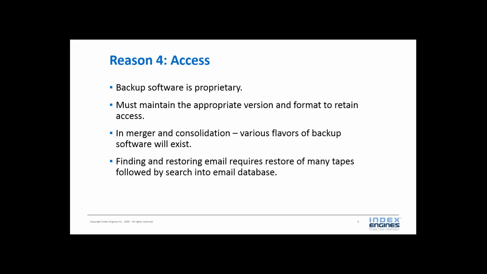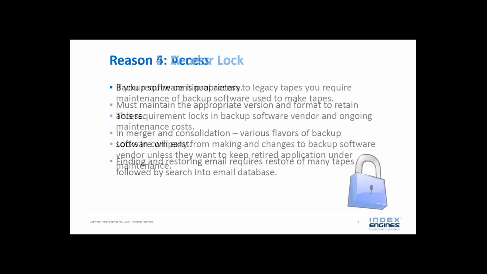So finding and restoring data on many tapes requires significant restore of data off of tape, followed by a search into the email database. So it gets very complex in terms of access, and especially these current tapes that are storing terabytes of data. If you have a request to get a single email off those tapes, you're going to restore everything on the tape onto disk, then have to index it and search it and find that specific email. So it creates a lot of work. It's a multi-stage process in order to do collections and discovery from legacy tape environments.